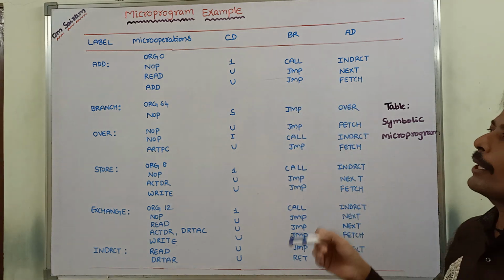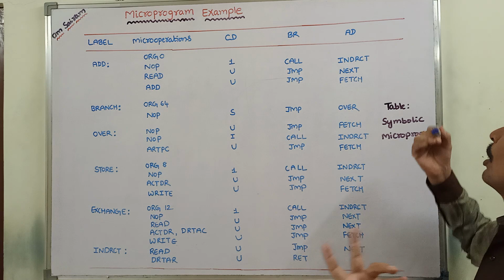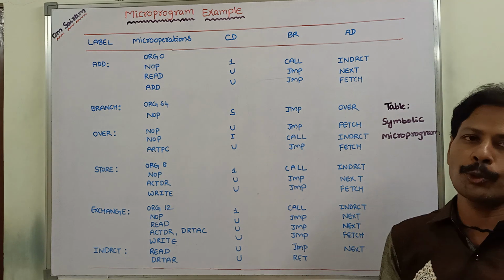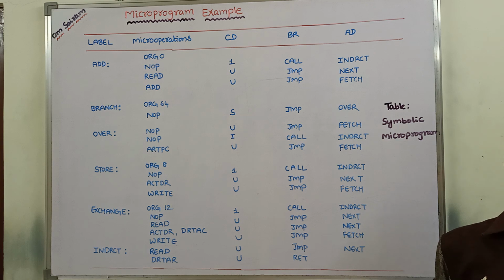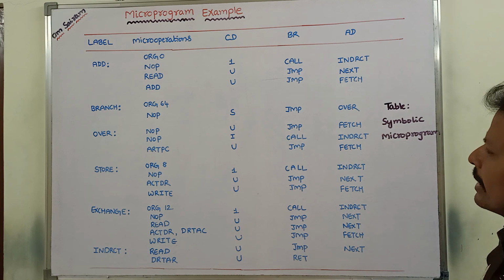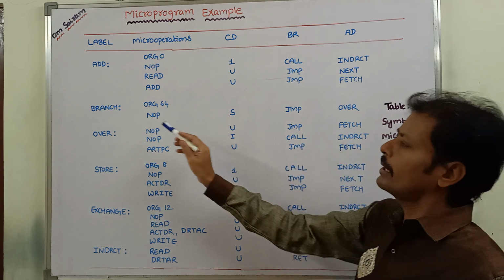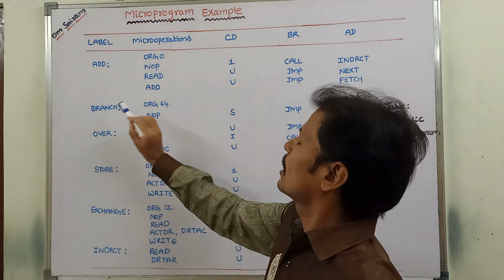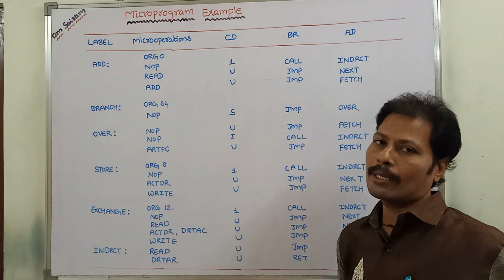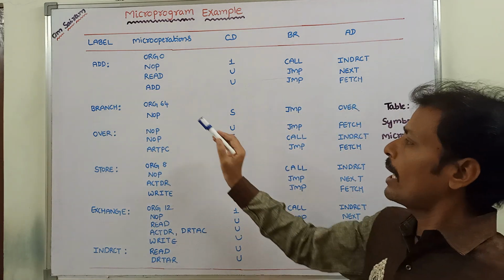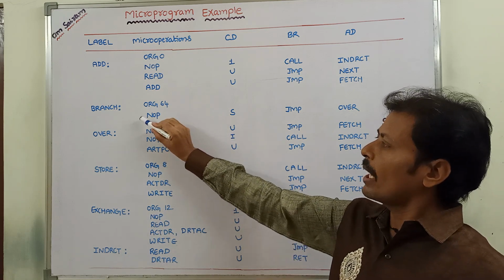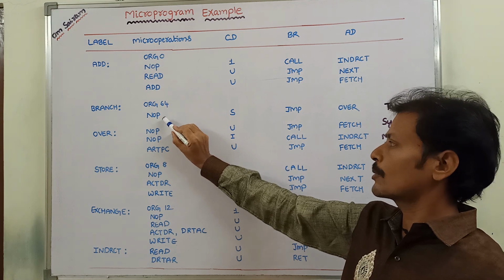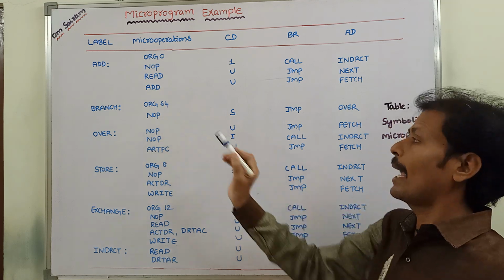Once the add operation is completed, what is the next instruction to be fetched? For that purpose, we have to write the fetch. The next branch instruction starts at address 64. While performing the branch operation, we do not perform any micro operation, so it is represented as NOP.